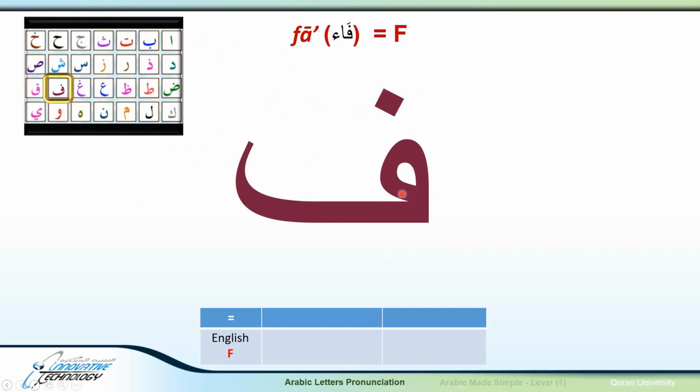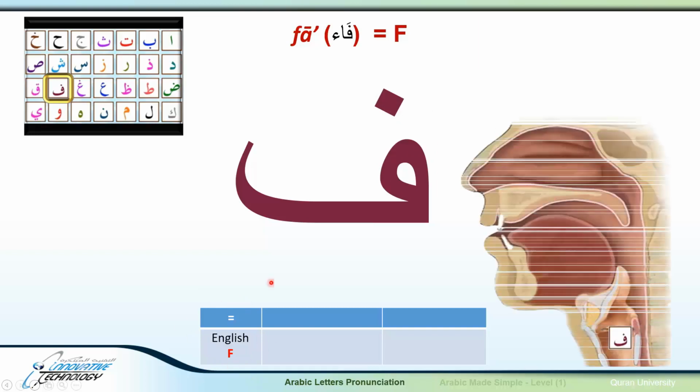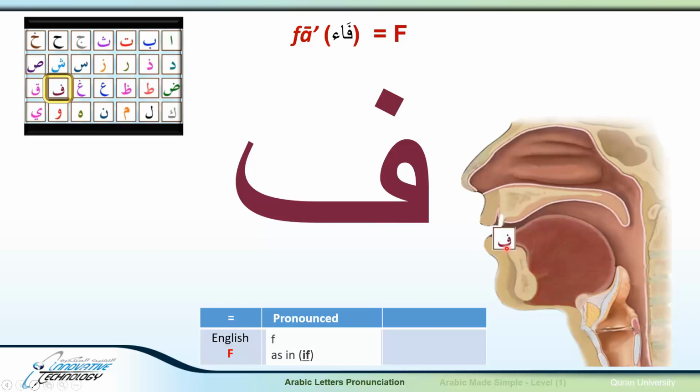It's like a bat, but with a small circle here and a dot on top of that circle, and is equivalent to the English F. It's pronounced if, as in if. It articulates at the lips, between the lower lip and the upper teeth.